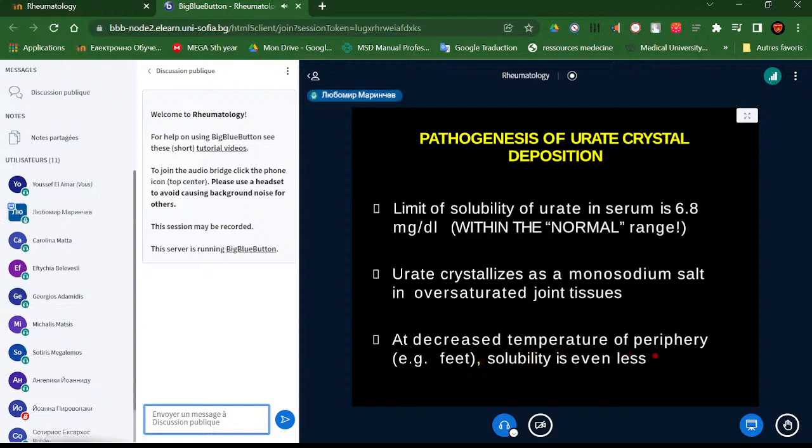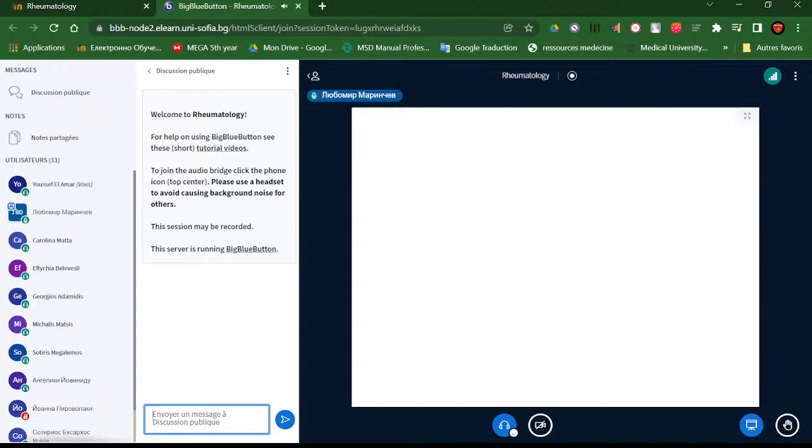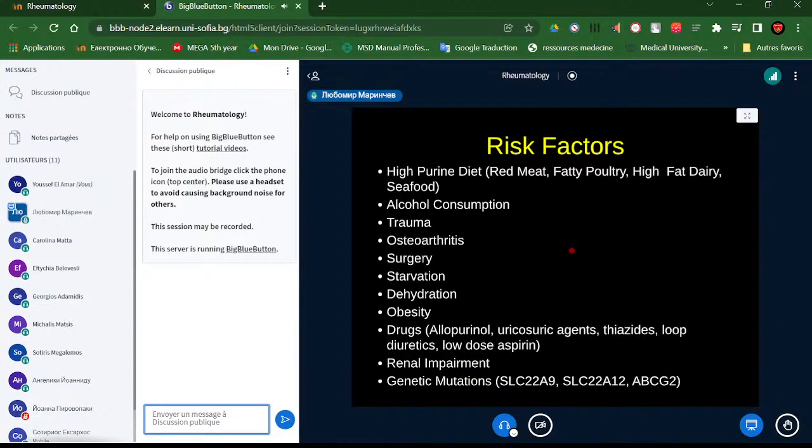At decreased temperature of the periphery, for example, feet, solubility is even less. So when the patient goes out in winter, for example, or there is a decreased temperature of the periphery, feet, hands, and so on, the solubility of uric acid is less. So this is a condition for getting a gouty crisis.